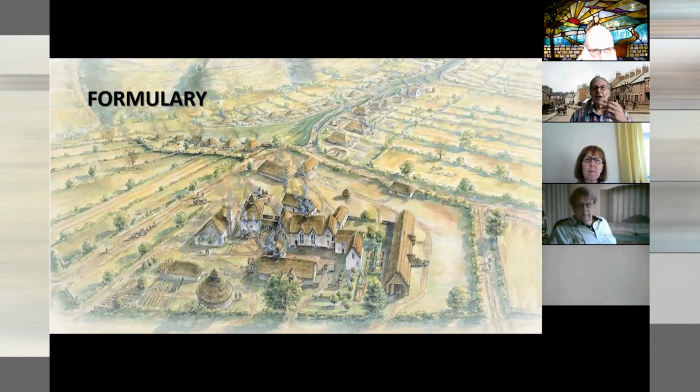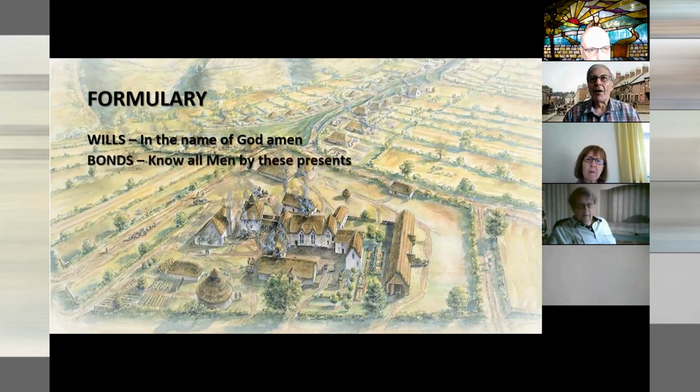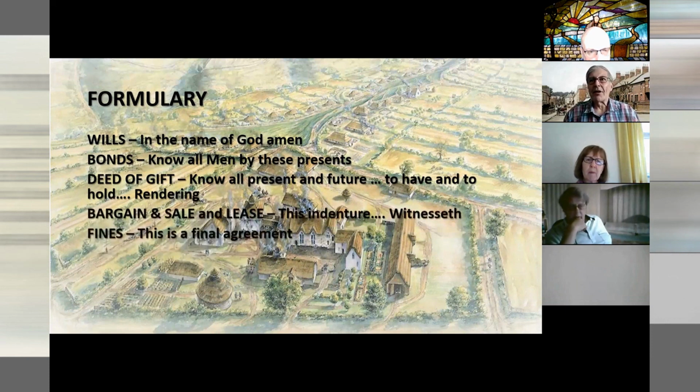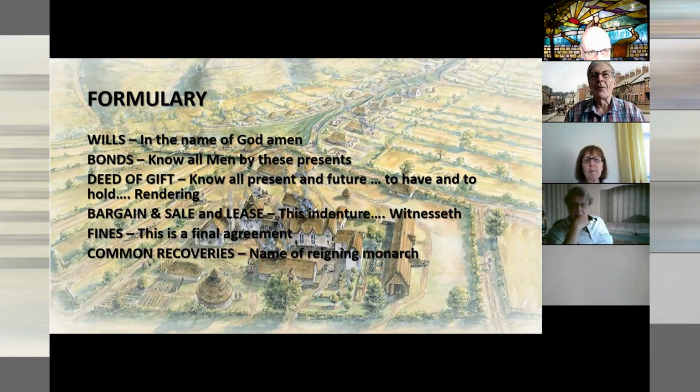So let's just have a quick look at the formal openings for some of the more popular types of records. For wills, it's "In the name of God, amen." For a bond, it's "Know all men by these presents." For a deed of gift, it's "Know all present and future," "to have and to hold," or "rendering." For a bargain and sale or a lease, it's "This indenture." For a fine, it's "The final agreement." For common recoveries, it's the name of the reigning monarch, and so on and so forth. And you'll become familiar with these as you go through and do your actual research.